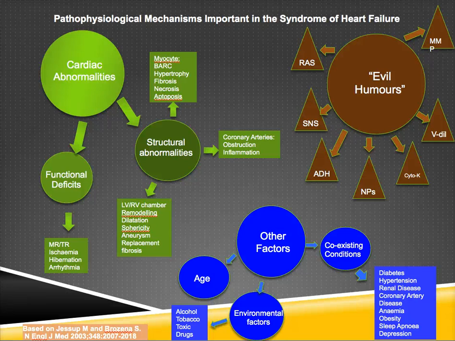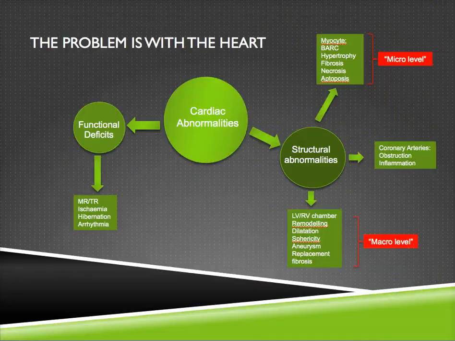This is a very busy slide, and I'm going to break it down a little bit further. But essentially, in thinking about the pathophysiological mechanisms important in the heart failure syndrome, we can divide it into problems with the heart, which we've briefly discussed, but we're going to dig into a little bit more. We can describe what I like to call evil humours, circulating agents, which effectively result in many of the signs and symptoms of the heart failure syndrome. And then other factors, some of which are modifiable and some of which aren't. Let's break these down a little bit.